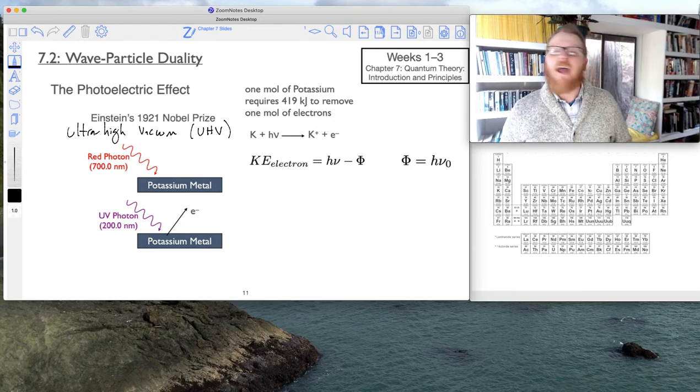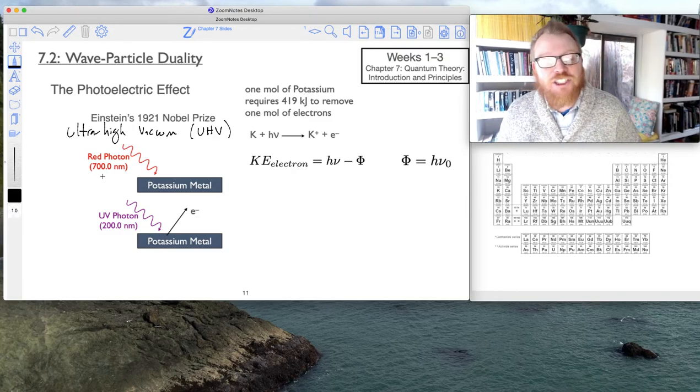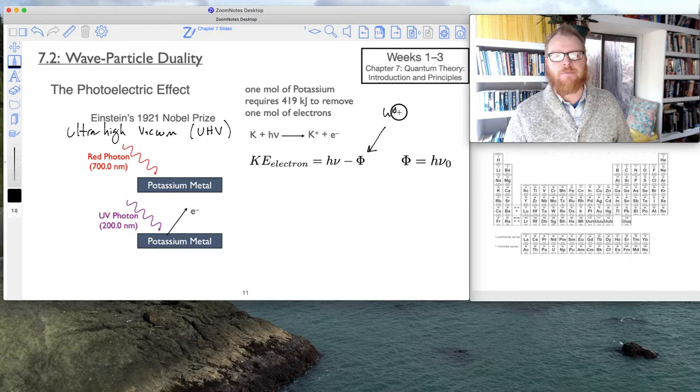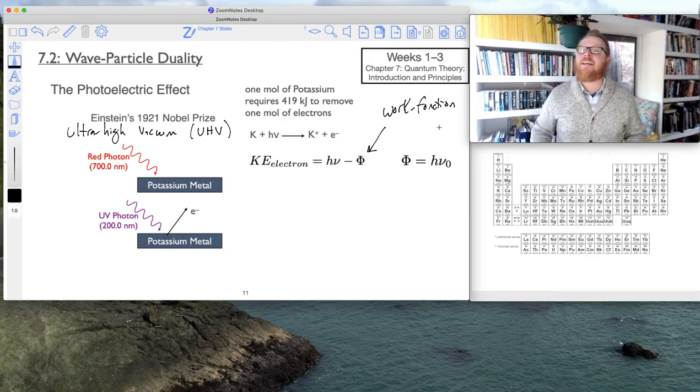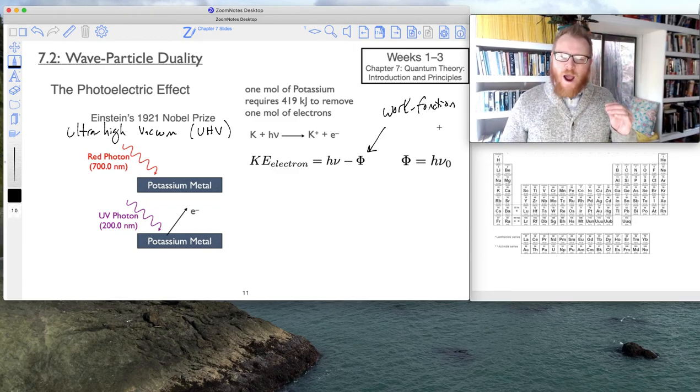Nothing would happen. And the reason for that is because this red photon, 700 nanometer, is not energetic enough to ionize potassium. That's what I've got written down right here. So what we call the work function, and that's this Greek letter phi, which I'll just describe orally as the work required to remove a bound electron. So it's not quite the ionization energy, but it's very, very closely related to that, okay?